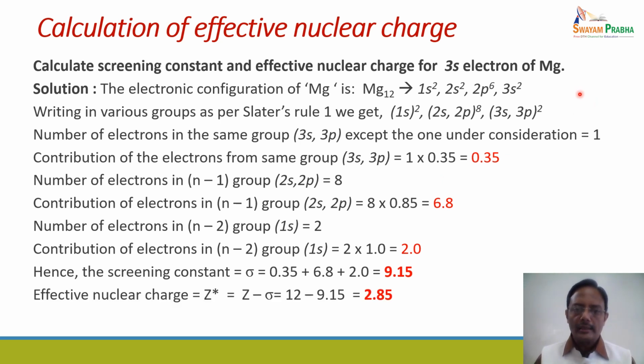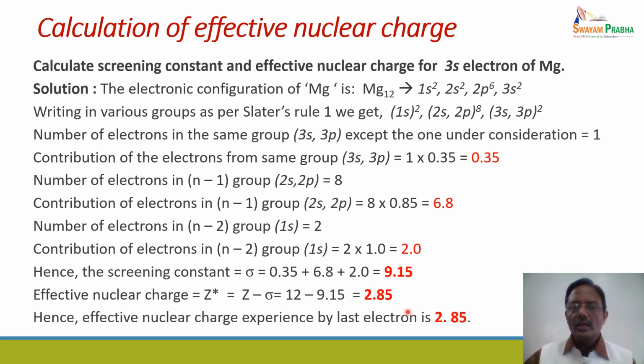If we subtract this value of sigma from the total nuclear charge, which is equal to the atomic number Z, then the effective nuclear charge comes out to be 2.85. What is the meaning of this? Even if the total nuclear charge is 12 positive charges, by the time it reaches the 3s electron, the force experienced by the 3s electron is only 2.85 positive charges.